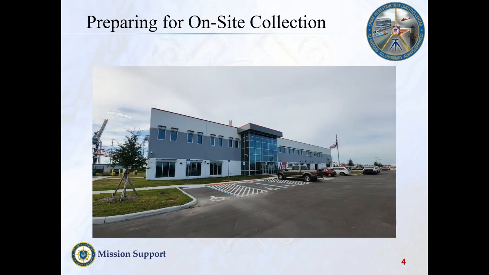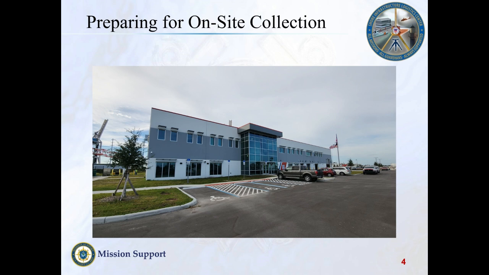The first step in identifying facility equipment for enrollment is preparing for on-site collection. Begin by defining the scope. Are you performing an initial gathering of equipment information for database population, performing an audit of existing information, or performing an update? This video will assume you are starting from scratch and performing an initial gathering of equipment information for database population.